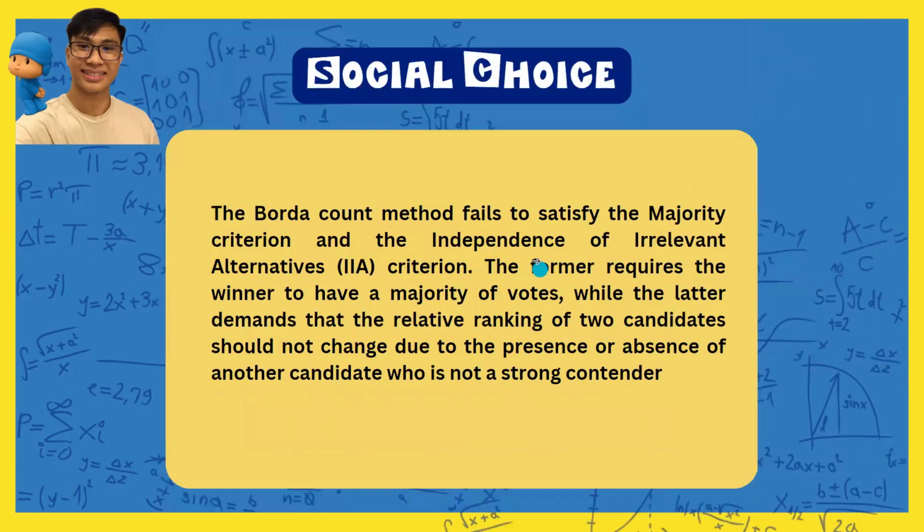So the Borda count method fails to satisfy the majority criterion and the independence of irrelevant alternatives criterion. The former requires the winner to have a majority of votes, while the latter demands that the relative ranking of two candidates should not change due to the presence or absence of another candidate who is not a strong contender. So nakita na naman natin na hindi talaga magagawa ng Borda count method yung majority criterion at saka yung IIA based on this definition.